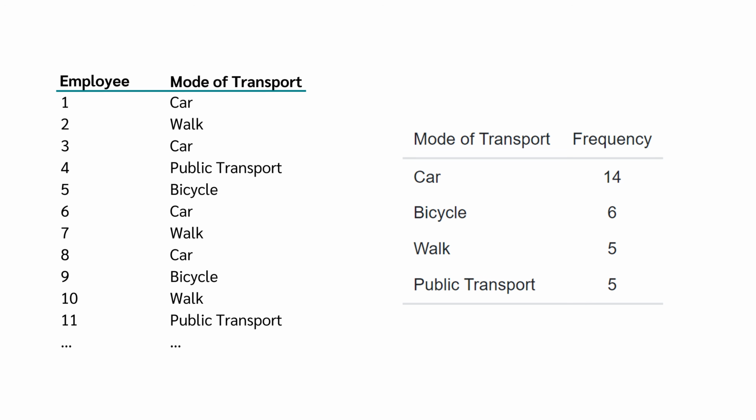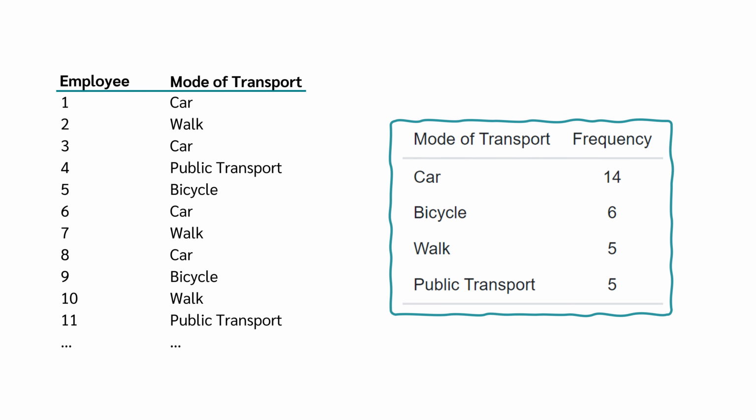The first answered car, the next walk, and so on and so forth. Now we can create a frequency table to summarize this data. To do this, we simply enter the 4 possible options: car, bicycle, walk, and public transport in the first column, and then count how often they occurred. From the table, it is evident that the most common mode of transport among the employees is by car, with 14 employees preferring it. The frequency table thus provides a clear and concise summary of the data.